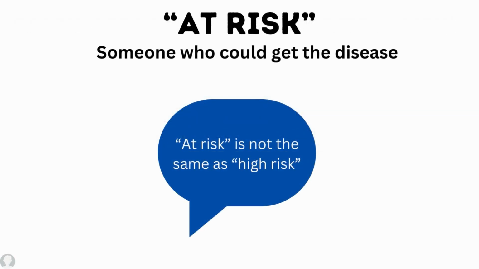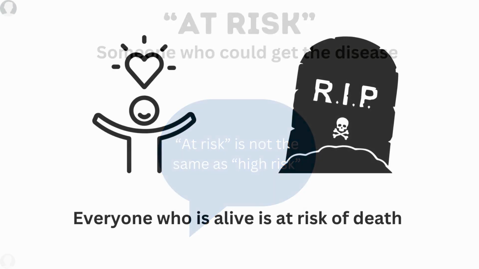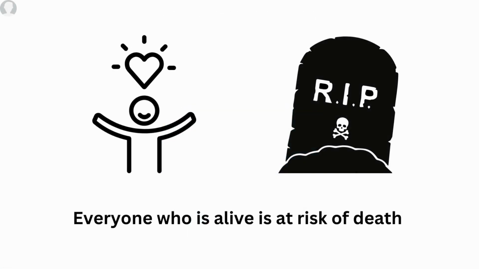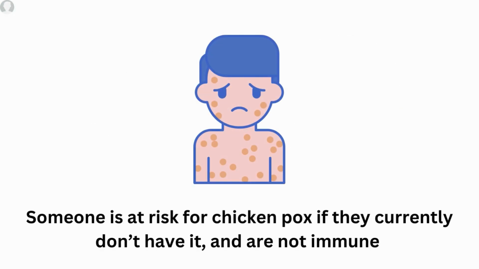If someone is at risk, they could get the disease. At risk is not the same as high risk, which refers to an increased likelihood of getting the disease. At risk just means someone has the biological potential. For example, everyone who is alive is at risk of death. Someone is at risk for chickenpox if they currently don't have it and are not immune.